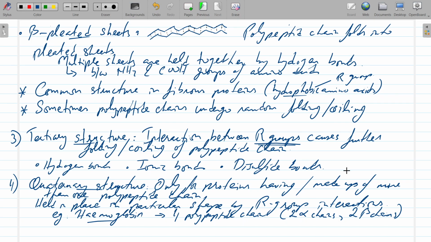Examples of tertiary structures are the fibrous and globular proteins. Well, again, it's just a higher level of folding and coiling. So fibrous and globular is more about, it is obviously related to the tertiary structure, about how the R groups are arranged.